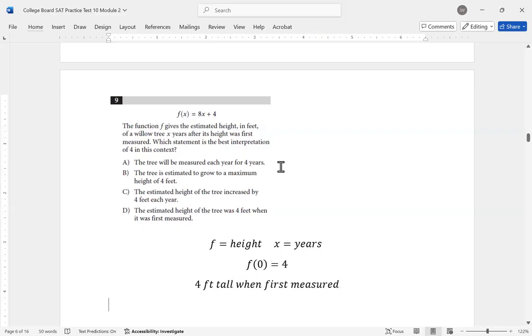So if you look at the different statements here in 9, D would be the best option. The estimated height of the tree was 4 feet when it was first measured. So D is our best option. That's our answer to question number 9.